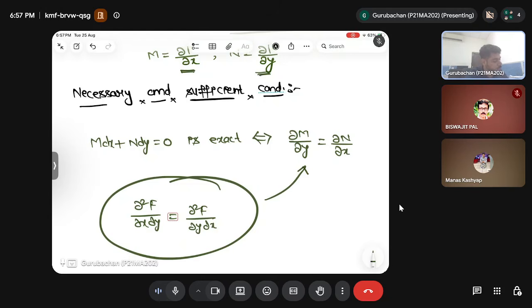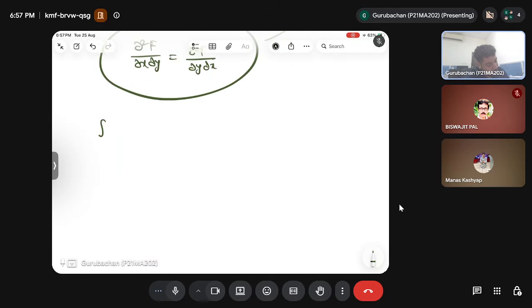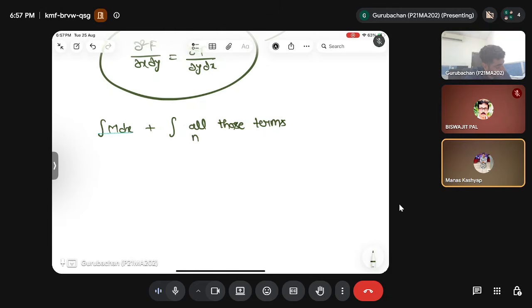Now how do we find the solution of this differential equation? The direct trick is to take the terms in N which are not containing x, all those terms not containing x, times dy, and integrate. That is equal to a constant.